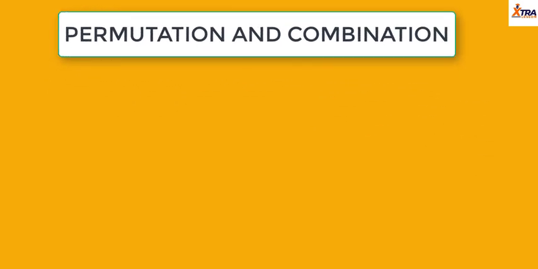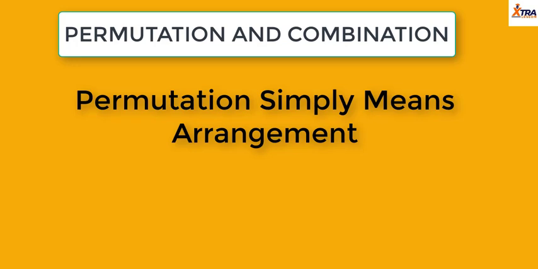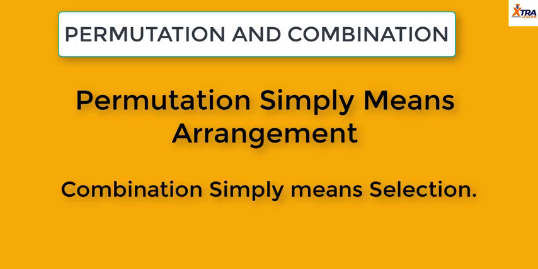Now, permutation and combination. I'm sure the words might seem not so familiar, but permutation and combination are actually very simple concepts that are very easy to explain and very easy to understand. Permutation simply means arrangement, while combination simply means selection.